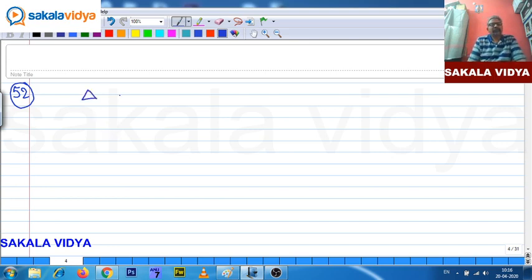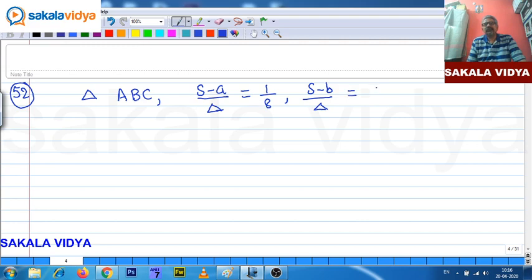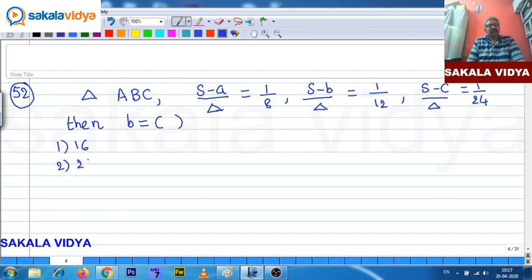In triangle ABC, S minus A by delta equals 1 by 12, S minus C by delta equals 1 by 24. Then B equals: first option 16, second option 20, third option 24.